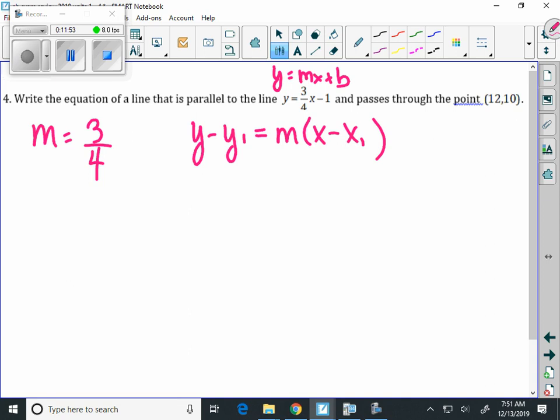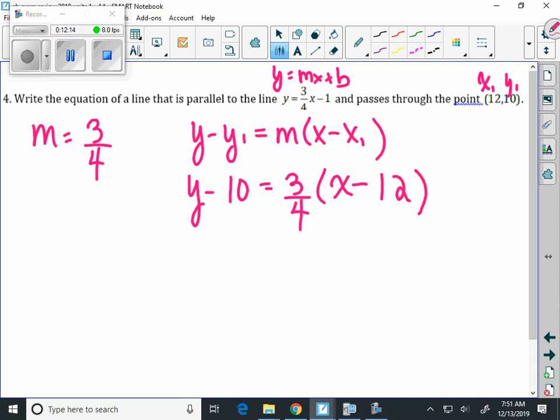We don't need to simplify this, at least not much, when we do these problems, because here is x1 and here is y1. We know our slope. It's going to be y minus 10 equals 3/4 times x minus 12. And that's all we need to do on the problem. We don't need to simplify it. We don't need to put it in slope-intercept form. We can leave it in that format.